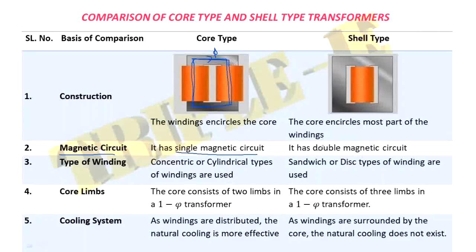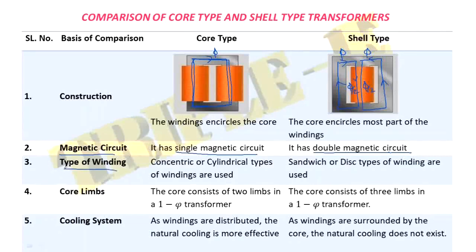Whereas in case of shell type, we have a double magnetic path or two magnetic circuits. So this portion is one magnetic path and this is the second magnetic path. So the flux here will flow like this. Here it will be φ/2, here also φ/2, and finally in the outer limb, it will be completely φ. So here in shell type, we have two magnetic circuits.